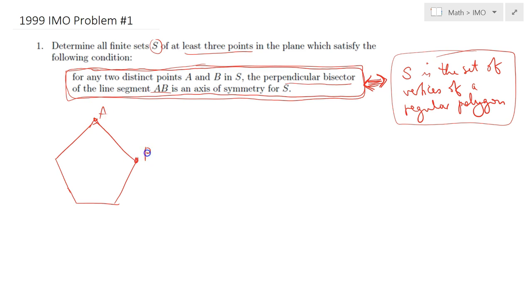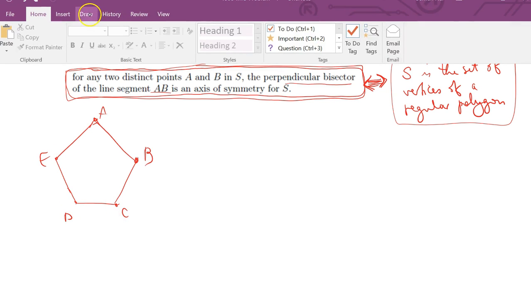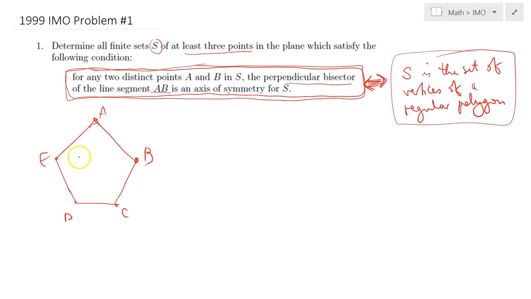Let's say the vertices are A, B, C, D, E. Let's say that you decide to pick vertices E and B, and so you connect these, EB, and you find the perpendicular bisector, which is this line here. You reflect it, so E will move to B, B will move to E, D will move to C, C will go to D, and A will go to itself. So therefore, sure enough, this is an axis of symmetry.